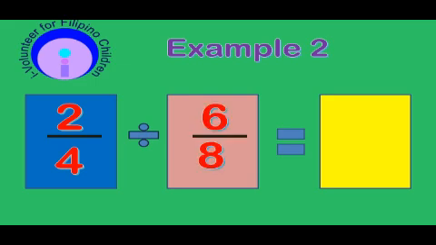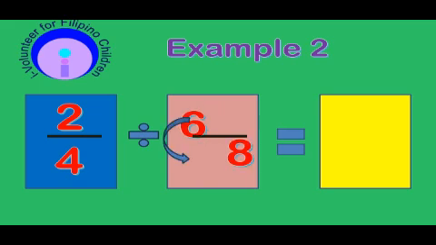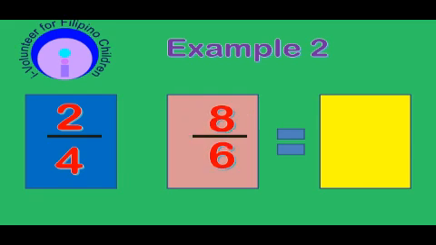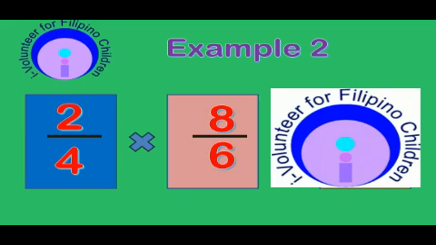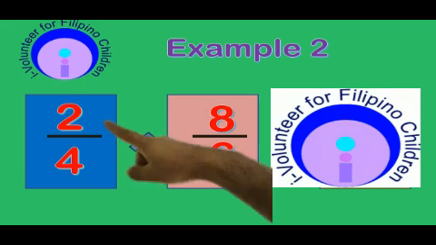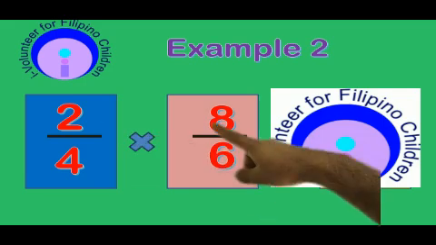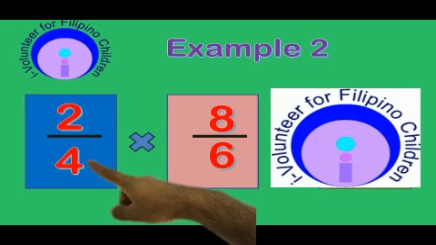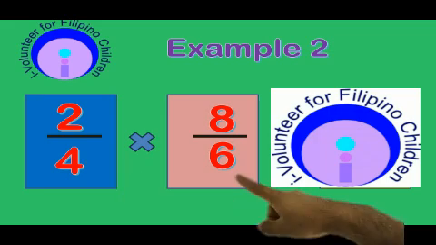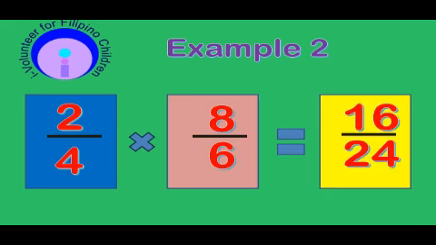For our second example, we are dividing 2/4 by 6/8. Let's flip 6/8 to become 8/6. Change the operation from division to multiplication. Now, let's multiply. 2 times 8 equals 16. 4 times 6 equals 24. In fraction, you are always asked to simplify the result.